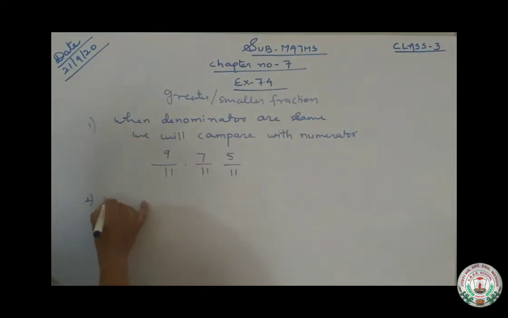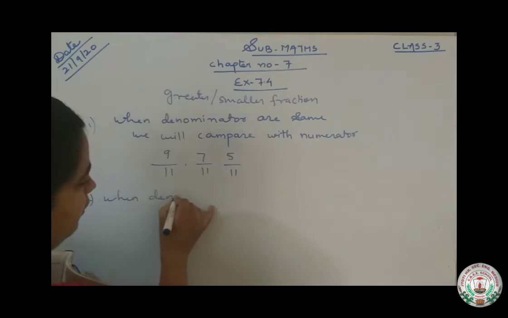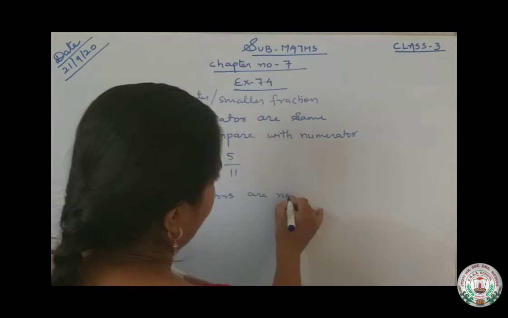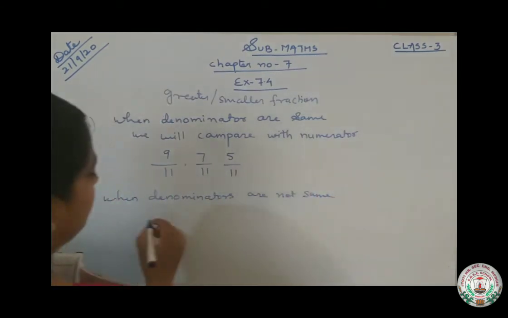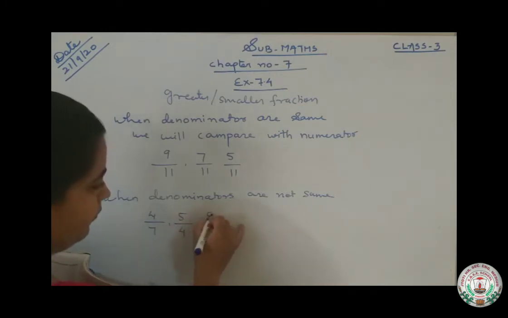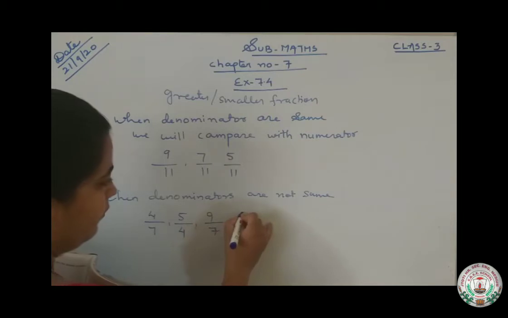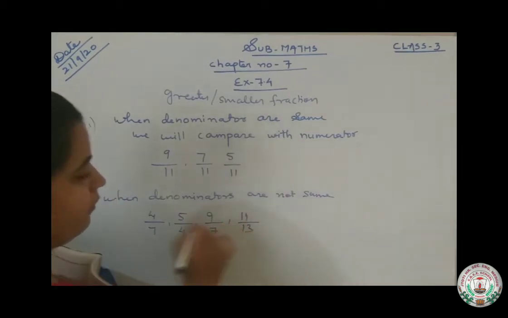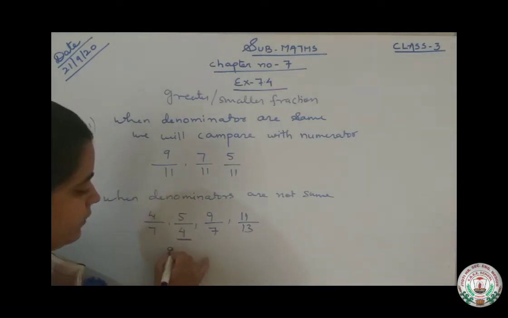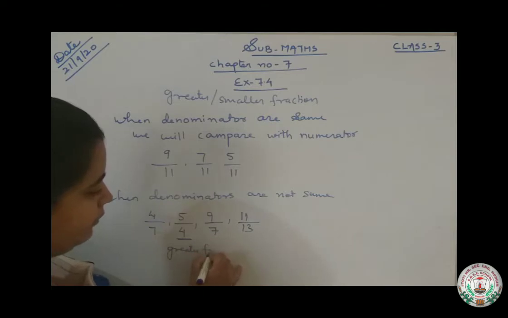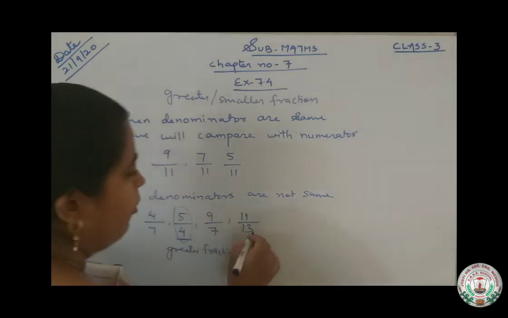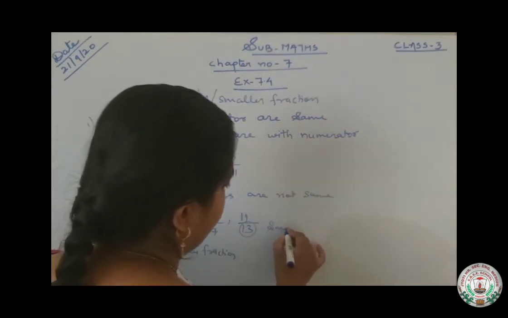Next, when denominators are not same, the shorter denominator is the greatest fraction. The shorter denominator is the greater fraction and the highest denominator is having the smallest fraction.